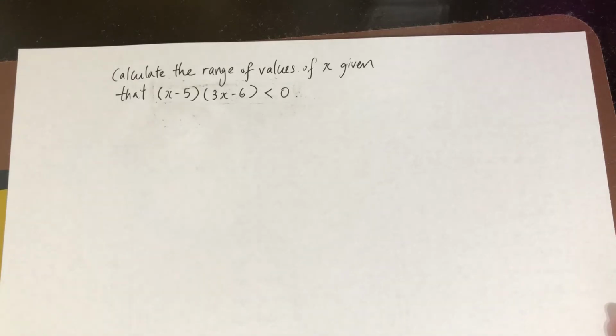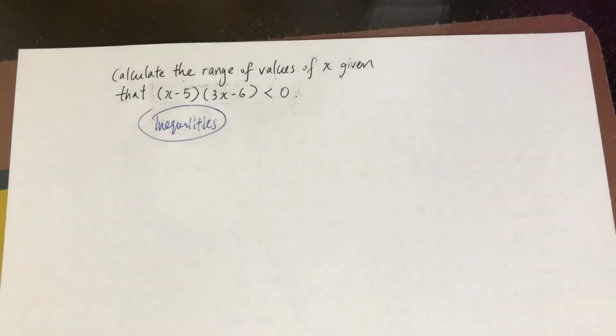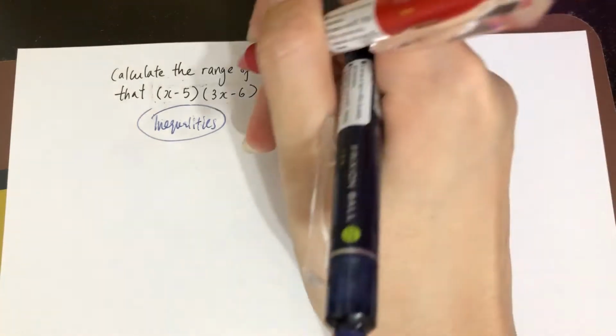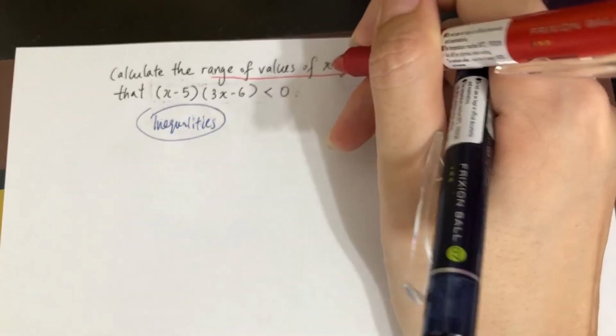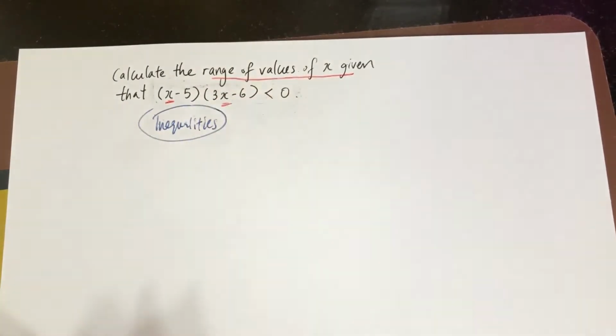Hey there, we have a new question. Calculate the range of values of x given that (x - 5)(3x - 6) is less than 0. Basically, this falls under the chapter of inequalities. The objective of this question is to find the range of values of x, given that the multiplication of these two is less than 0.